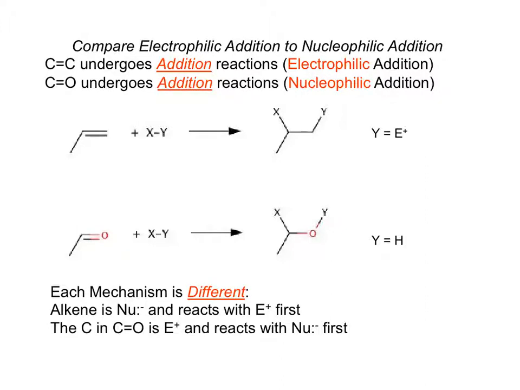We looked at alkene addition reactions earlier. Note that the alkene pi bond is a nucleophile and reacts with an electrophile. Aldehydes and ketones also undergo addition reactions, but the carbonyl carbon is an electrophile and it reacts with a nucleophile first.